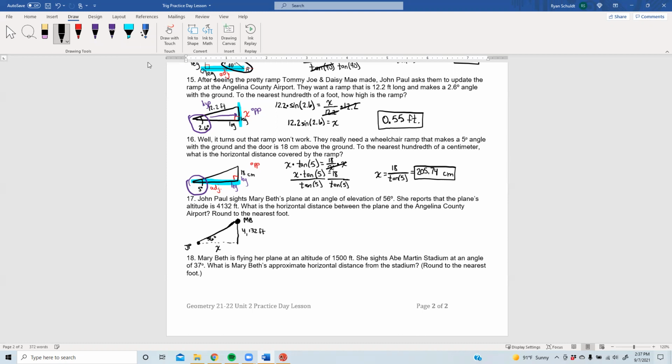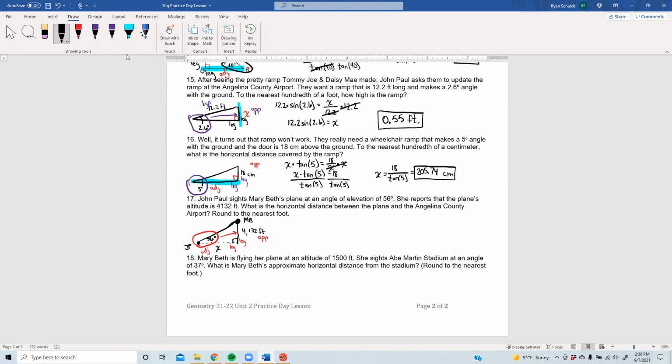So they want the bottom down here. Well, here's your right angle. So let's see, label your legs, just like we've done. So there's a leg, there's a leg. Circle the angle given. How does the 4,000 and something compare to the angle? It's opposite. What about the horizontal distance that we want? It's adjacent. So which one uses opposite and adjacent? Tangent.